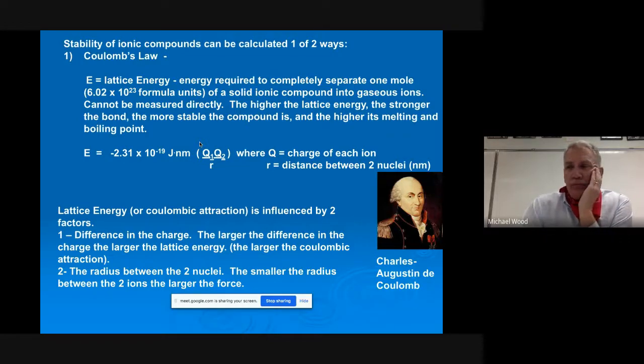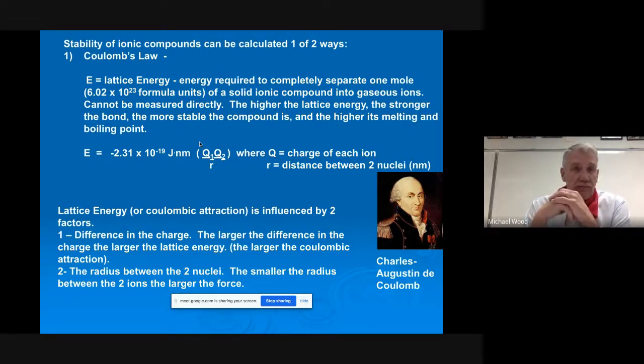And a lot of times I use the analogy of the planets in the solar system related to the sun. There's two factors. Number one, the difference in charge. To me, it's kind of like the sizes of the planets. The bigger the planets are, like Jupiter and Saturn, the stronger the gravitational pull. Here, the larger the difference in the charge, the larger the lattice energy.